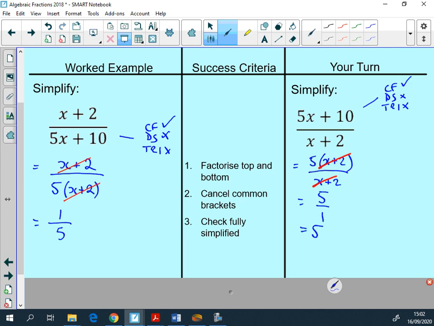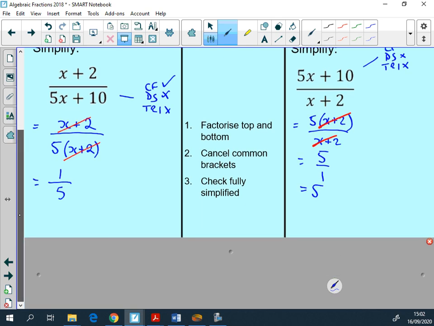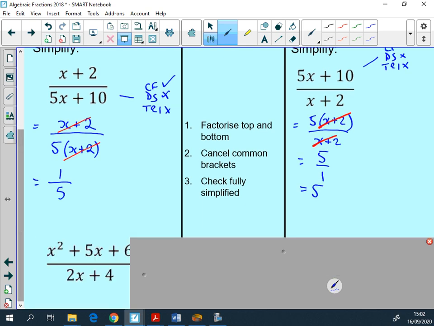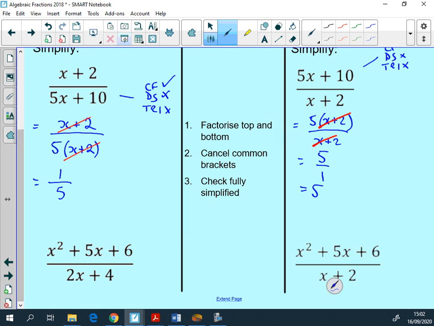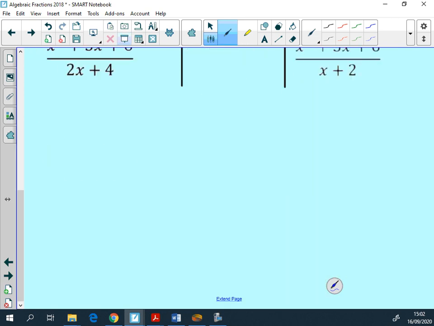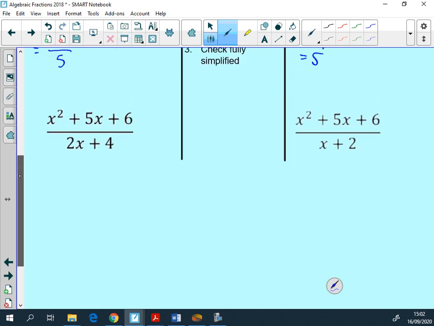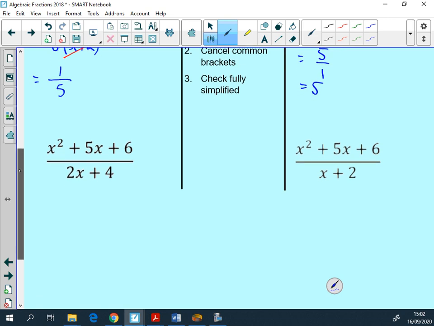5 over 1 is just 5. You must simplify 5 over 1. You cannot leave it as 5 over 1. You must write it as 5, or else the SQA will say that it's not fully simplified and you'll lose a mark for that. So really, really important that you're changing 5 over 1 to the whole number 5.